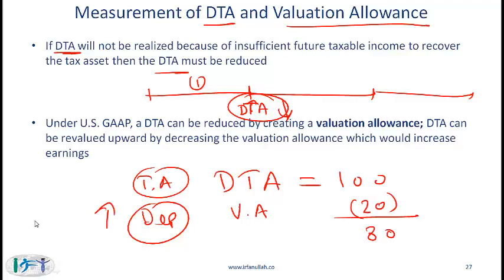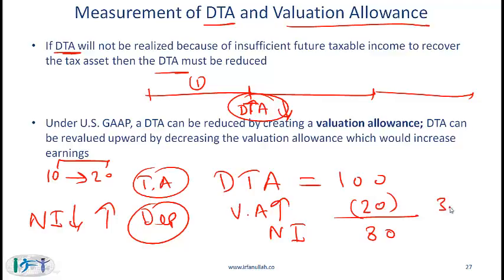Notice that if depreciation goes up, that means that your income comes down. Similarly, if valuation allowance goes up, that means that your net income comes down. Depreciation is shown as an expense on the income statement. So if a company starts with accumulated depreciation of 10, and from 10 the accumulated depreciation goes to 20, then that difference of 10 shows up as a depreciation expense. Similarly, if you have a valuation allowance of 20, and from 20 this goes to 30, the difference of 10 shows up as a loss on the income statement. So again, the treatment of valuation allowance and depreciation is the same.